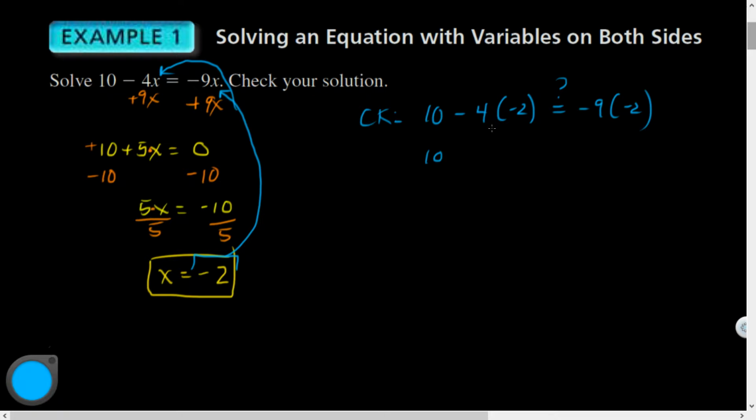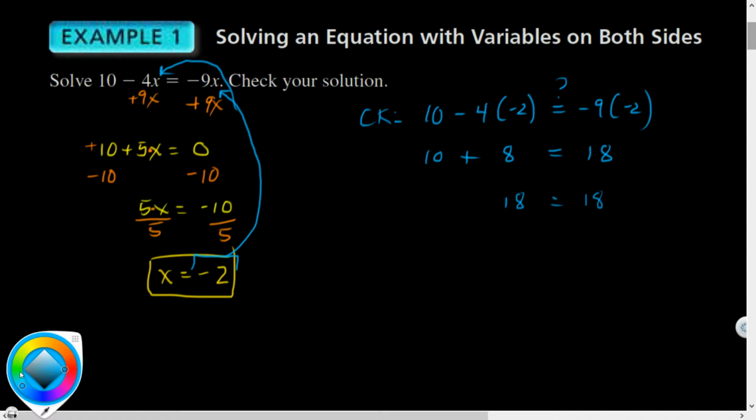Let's see, 10 plus, -4 times -2 is positive 8. Is that equal to -9 times -2? Let's see, positive 18. 10 plus 8 is 18. Guys, good news. It works.